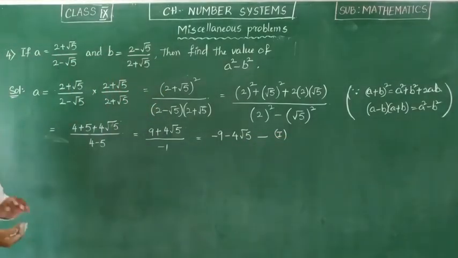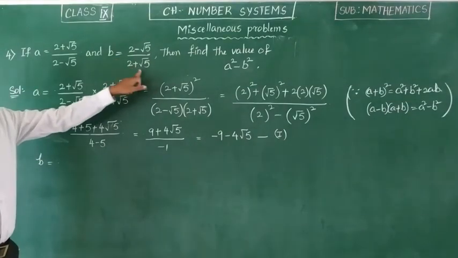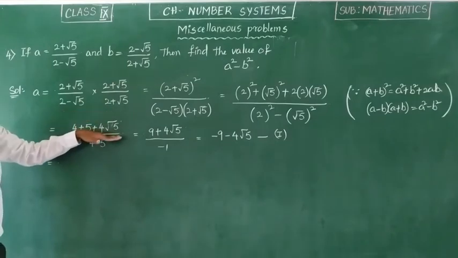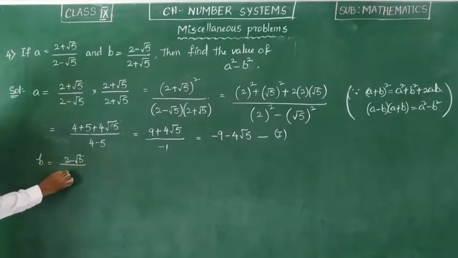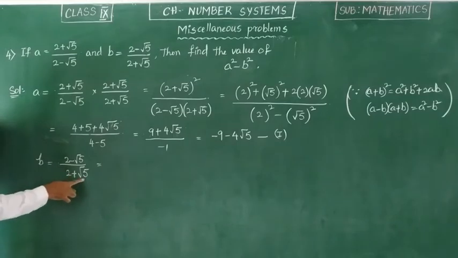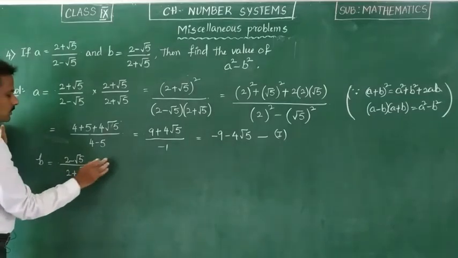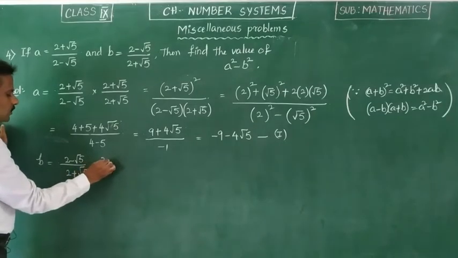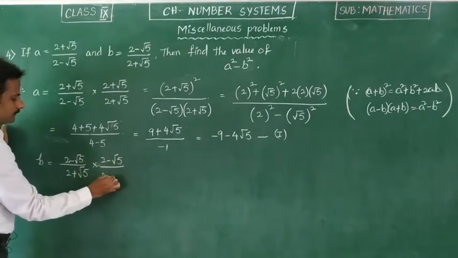Now let us take b also. So b is given here: 2 minus root 5 by 2 plus root 5. Similarly, whatever we applied here, let us do the same. So 2 minus root 5 upon 2 plus root 5. The rationalizing factor of 2 plus root 5 is 2 minus root 5, so let us multiply both by 2 minus root 5. Here itself let us write that.